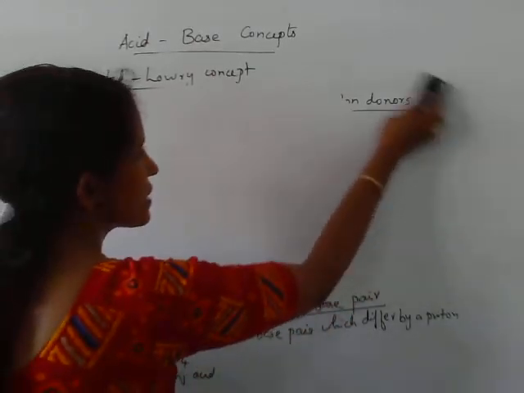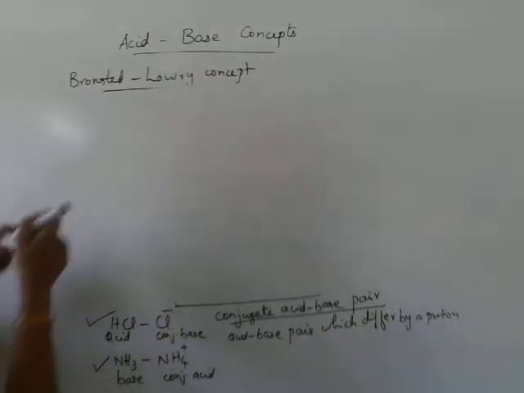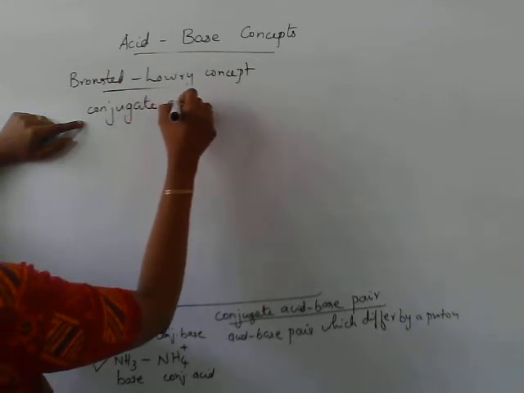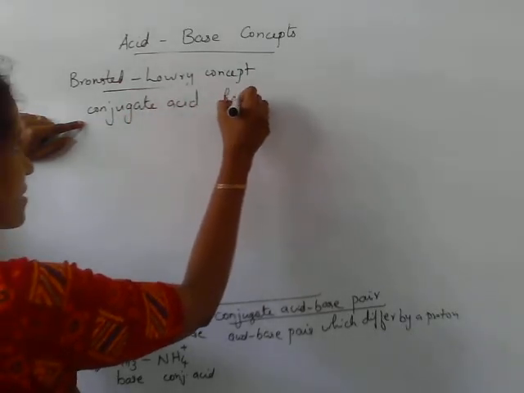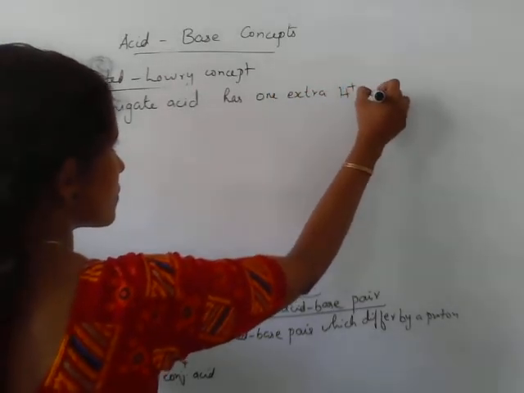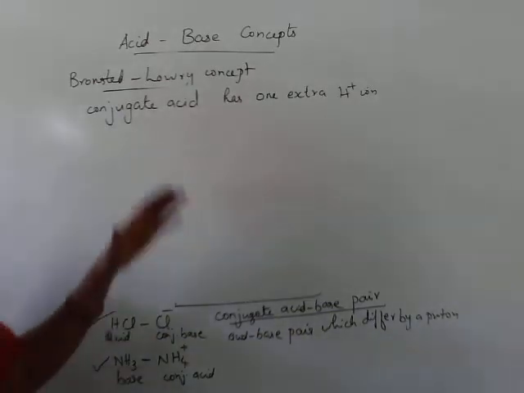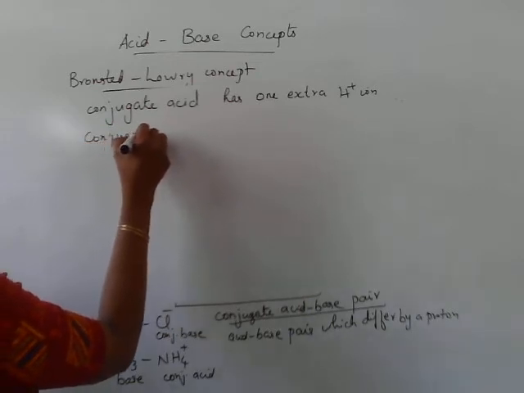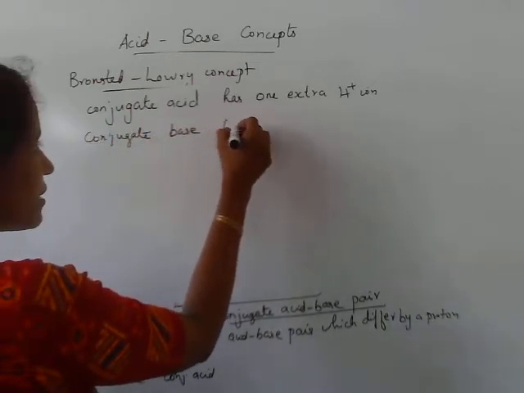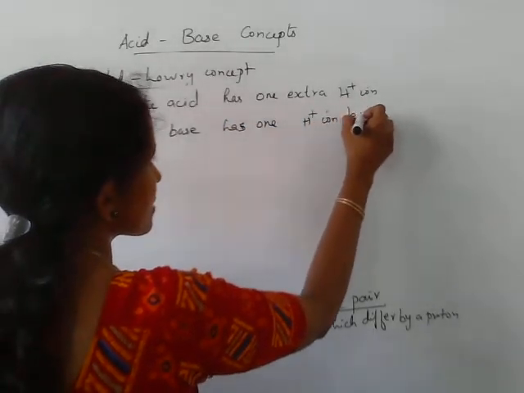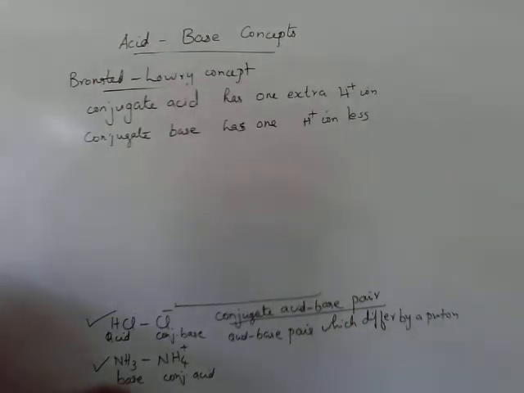Or we can write here, conjugate acids. How can we write the conjugate acid of a given substance? Conjugate acid has one extra H plus ion. Conjugate acid of a given substance contains one proton extra. Conjugate base contains one H plus ion less. Right? See the conjugate base of chloride ion. It contains one H plus ion less than HCl.